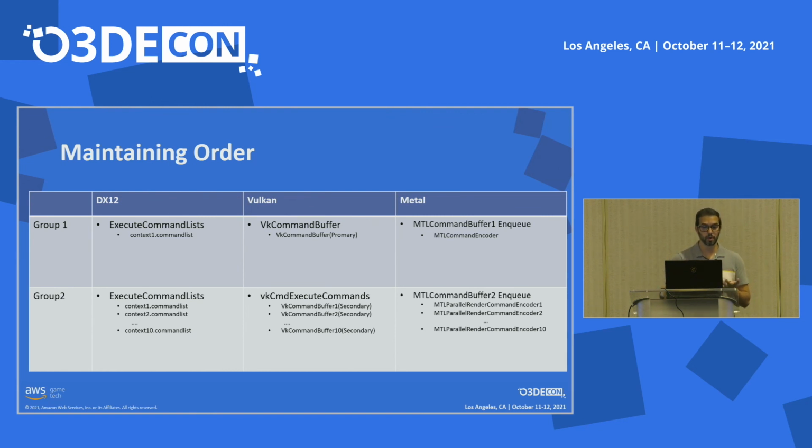And then within a group, you have contexts, and these contexts also maintain order. In the command list block for DirectX 12, context 1 is first in line and then context 2. Same thing for Metal, where we create the parallel encoders. The encoders maintain order, so 1 gets executed first and then 2 and then 3. And that's how we maintain order across a whole pipeline.